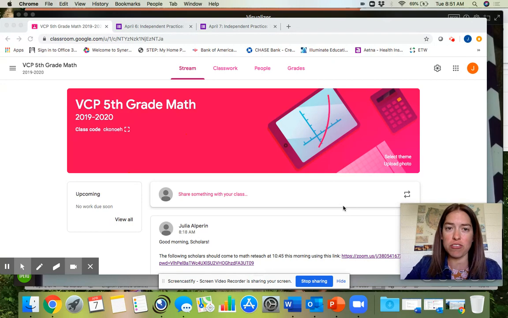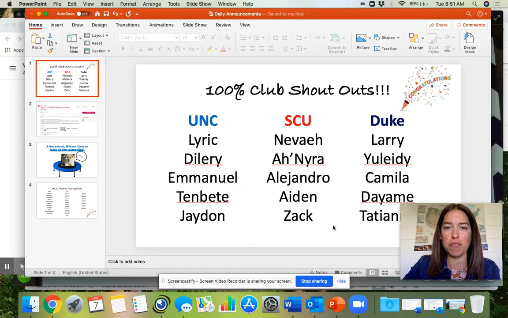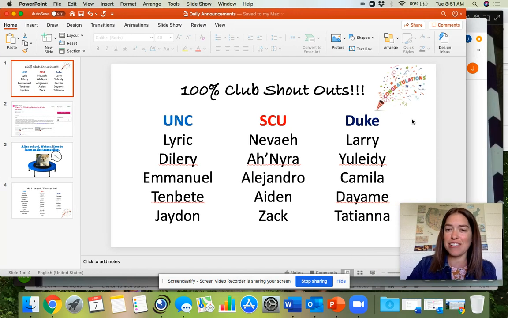As always, want to start with some shout outs for the 100% Club. Excited to see a lot more representation from both UNC and Duke. In fact, it was a three-way tie in terms of number of scholars. So shout outs from UNC: Lyric, Dillery, Emmanuel, Tenbeat, and Jaden. Really nice work, all 100% on multiplying decimals yesterday.